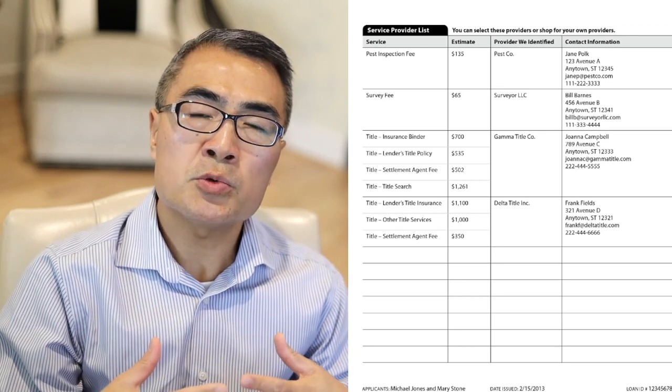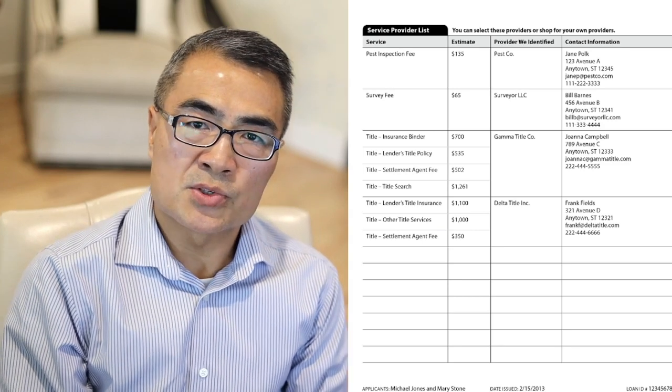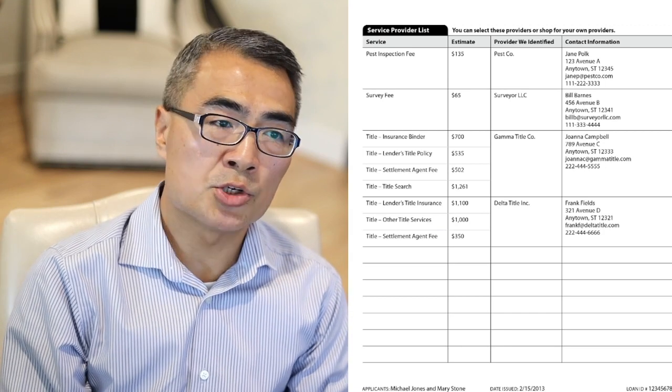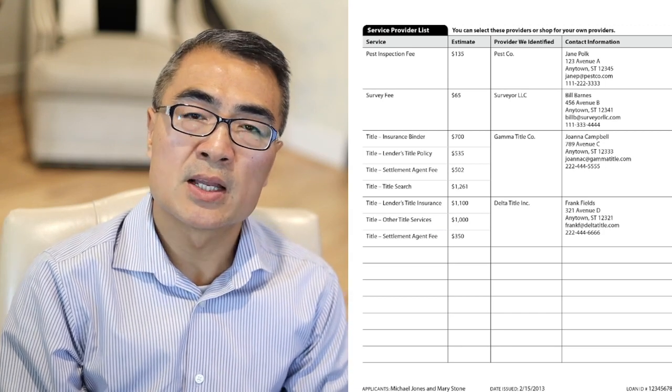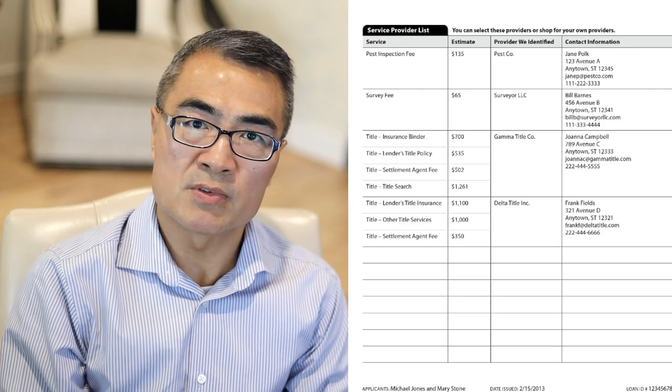So if you list in Section C of the loan estimate the services that the borrowers may shop, yet you do not issue a service providers list, it's doubtful that a consumer may actually shop for those services.